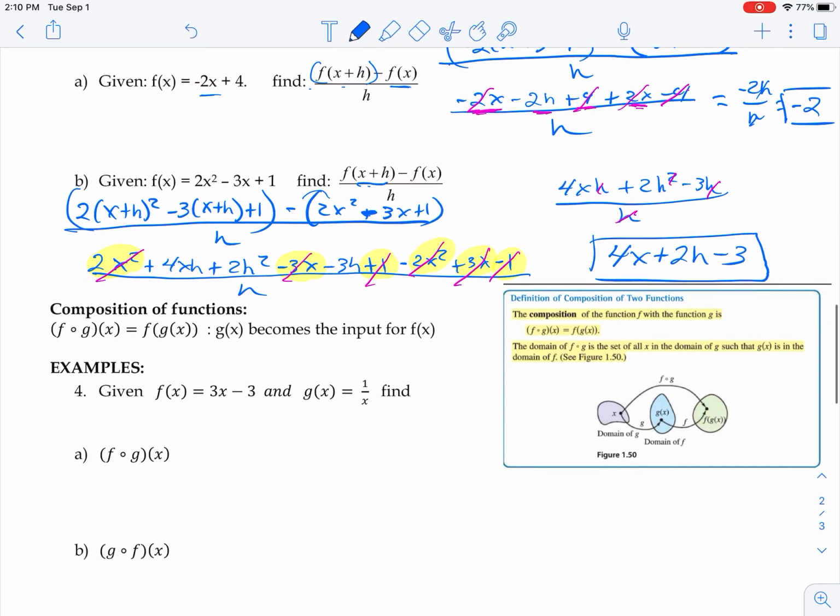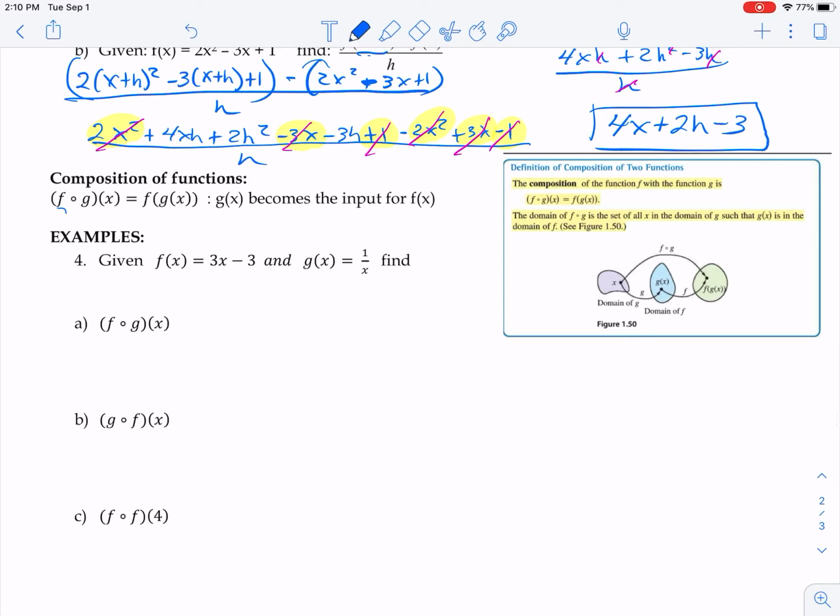Last topic today, composition of functions. We have f of g of x, which means you take the function g and put it into f. You could also do g of f of x. They're not the same. You're going to put f into g. The thing that's important here on domain, it's the domain of g such that g of x is in the domain of f. Okay, so these get a little complicated.